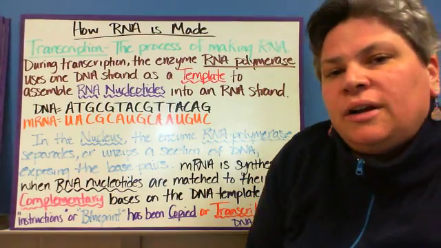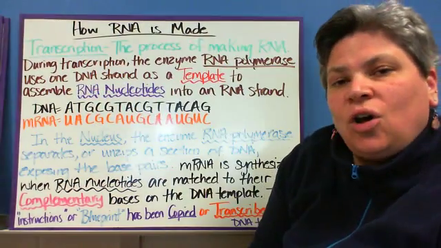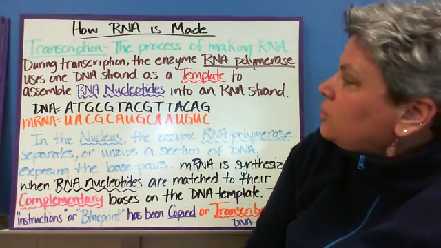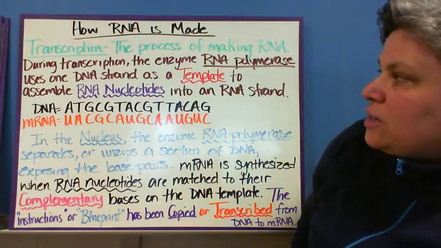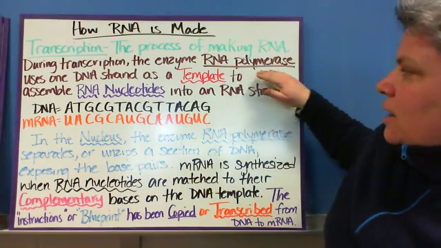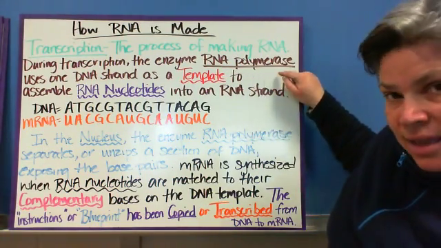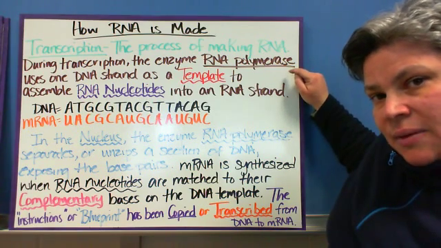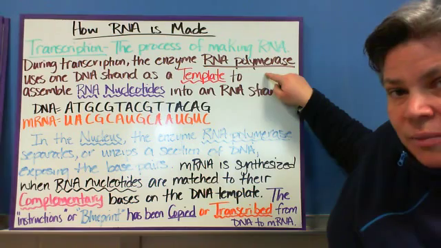So how is the RNA actually made? The RNA is actually made in a process called transcription. Transcription is a process where we make RNA. During transcription, the enzyme RNA polymerase, again I know it's an enzyme, it ends in -ase, is the enzyme that makes the RNA polymer.